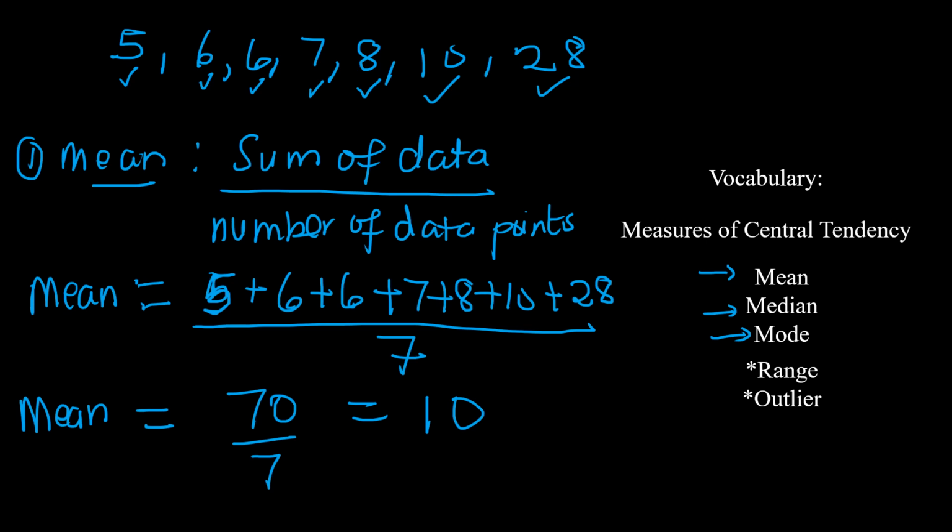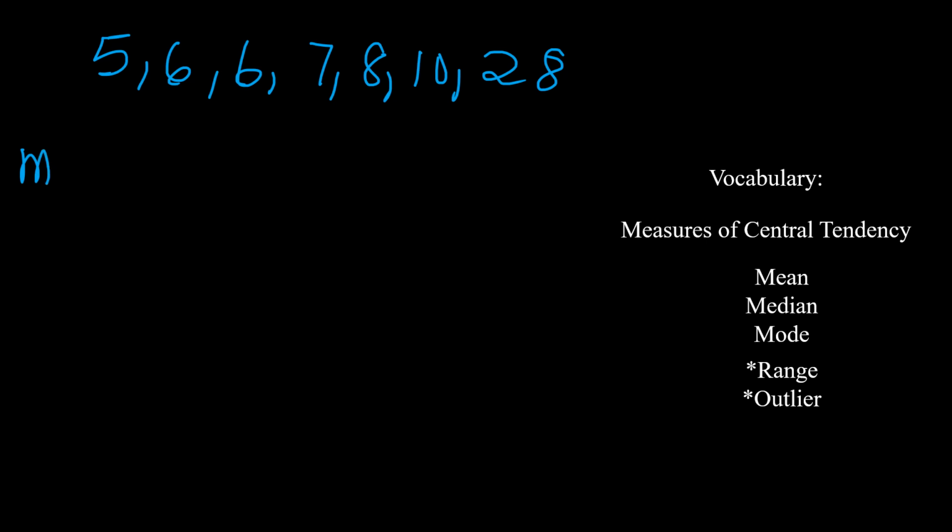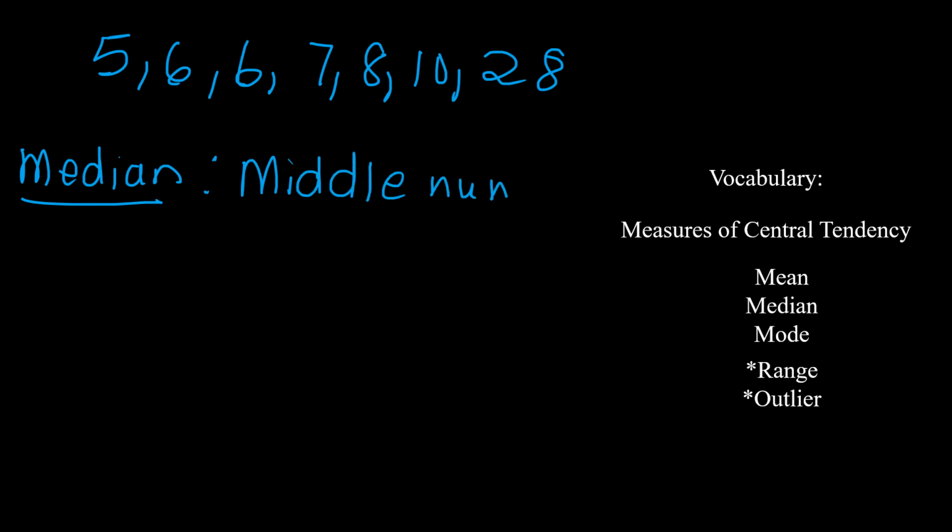Okay, let's go to the next measure. Let's talk about the median. So again, our data points are 5, 6, 6, 7, 8, 10, and 28. And now we're talking about the median. All right. Now our median is our middle number. Okay, so that's basically what it means. It means which number is in the middle of your data.